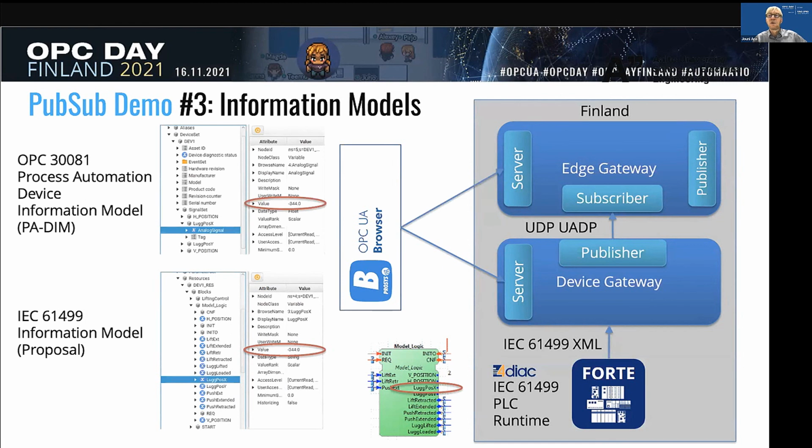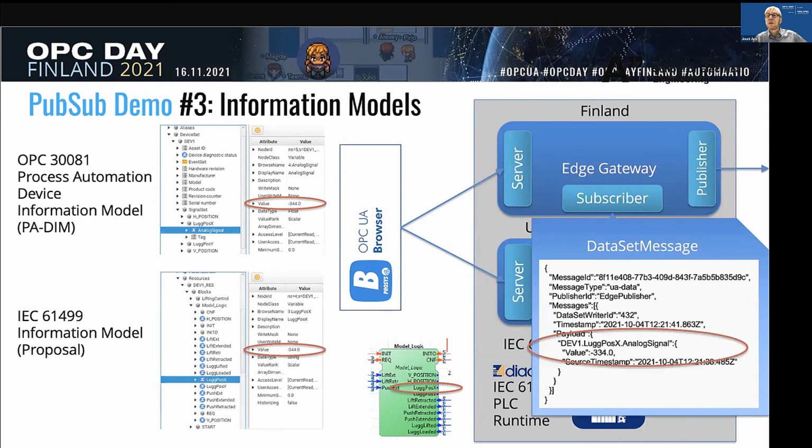The idea here was that in the edge gateway, we also remodel the information. In the device gateway, it was modeled according to a special information model that was a proposal for 61499 by Aalto University. And on the edge gateway level, we show the same information modeled with the standard process automation device information model.